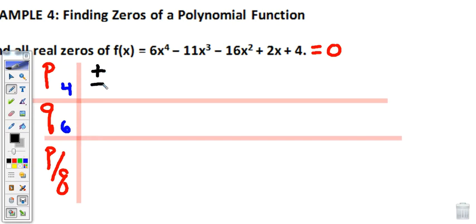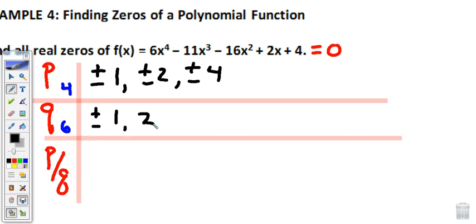What are the factors of 4? 1, 2, and 4, right? Okay, and what were the factors of 6 here yesterday? 1, 2, 3, 6. So 1, 2, oops, I'm going to back up here. Oh, let's see. Three and 6, you said?